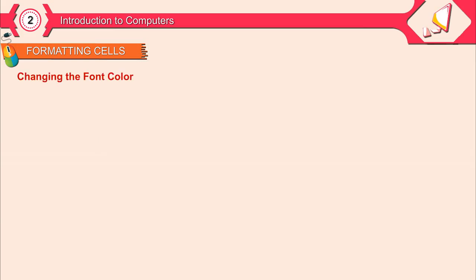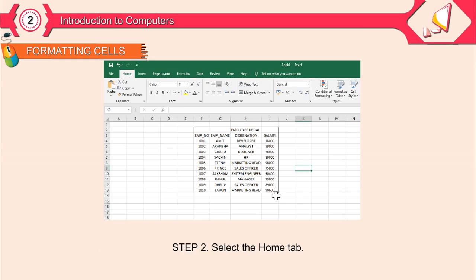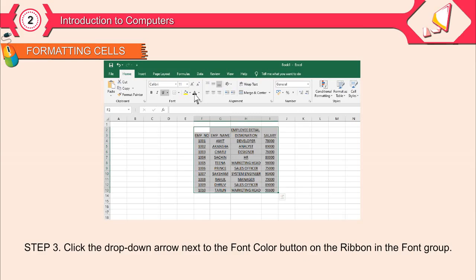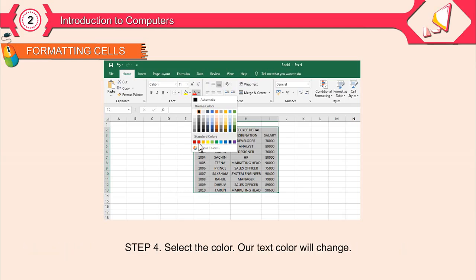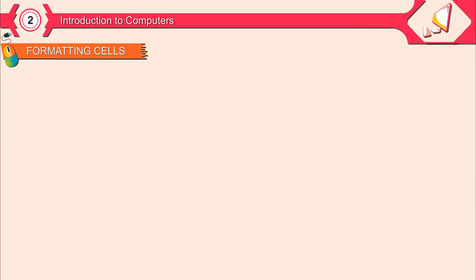Changing the font color. To change the font color of text in cells, follow the given steps. Step 1. Select the cell for which we want to change the font color. Step 2. Select the Home tab. Step 3. Click the drop-down arrow next to the font color button on the ribbon in the font group. Step 4. Select the color. Our text color will change.